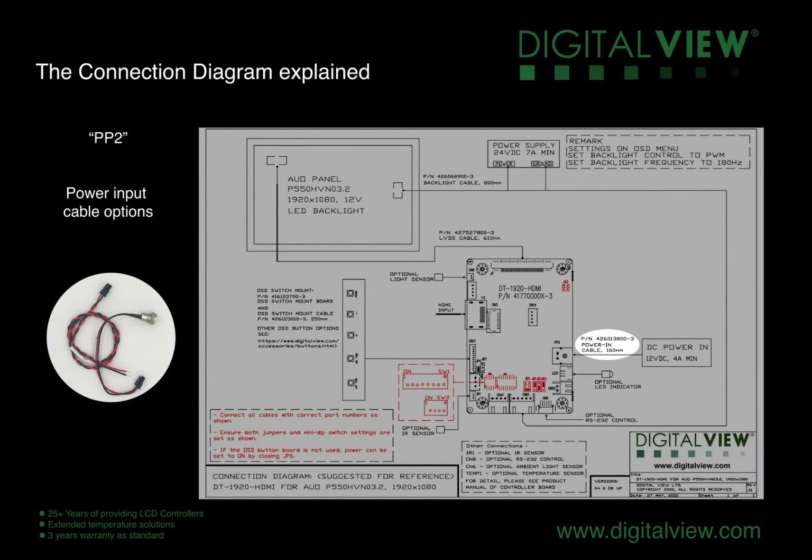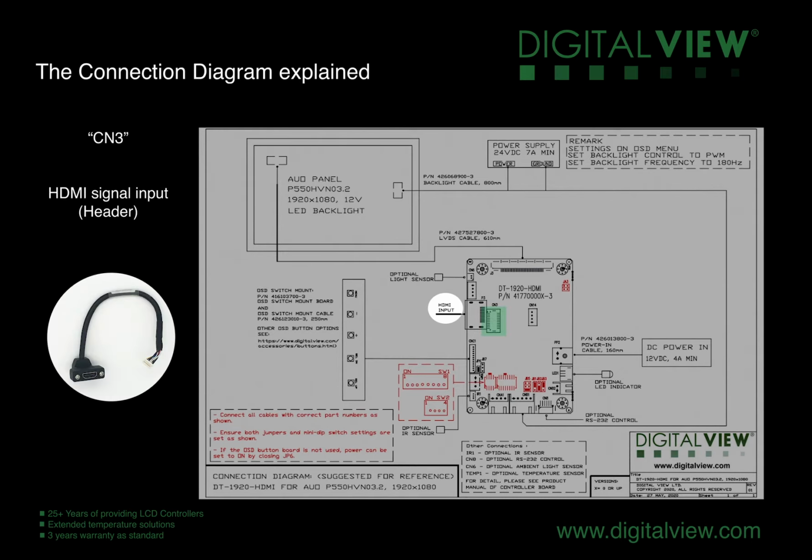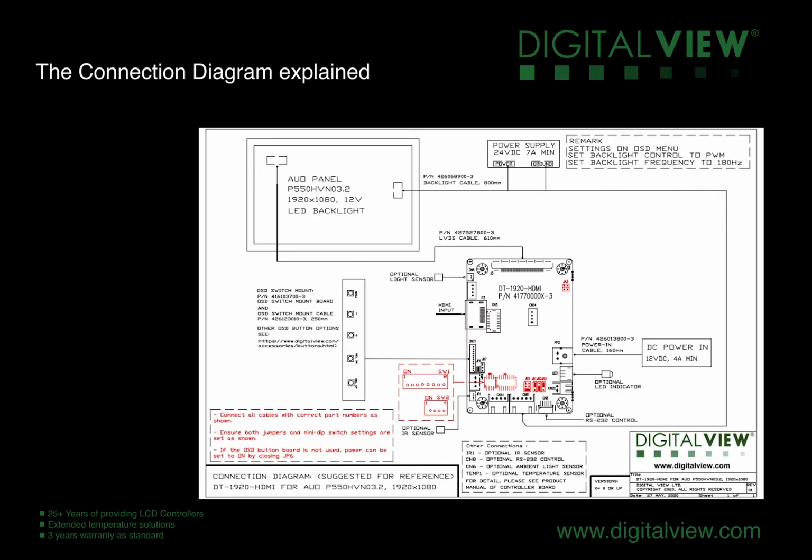The power cable connects between the power supply and PP2 on the controller. This controller has an HDMI input, but has a couple of options for connection. One is CN3, which is a header, and then P3, which is an edge connector.